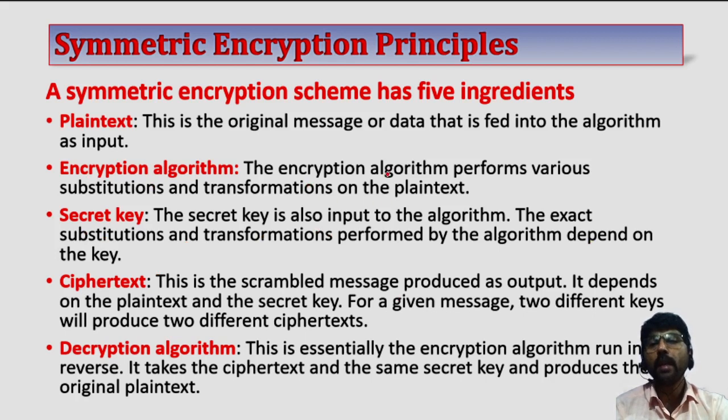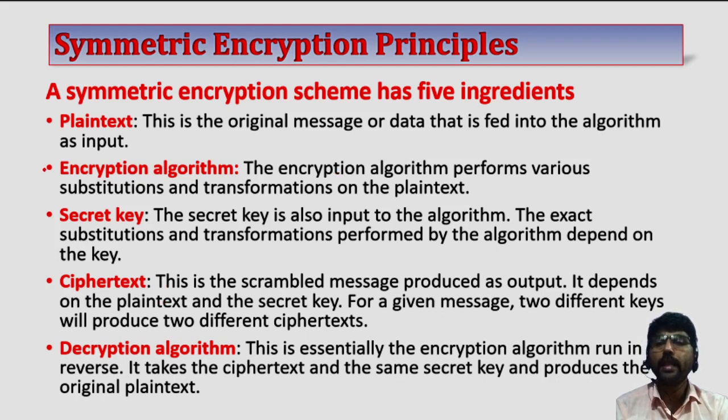Whatever the scrambling, whatever the substitutions done here, entirely depends on the secret key. So if you have the secret key, then only you can see the content of this encrypted data. Because this secret key modifies the plain text into encrypted text. The next one is called ciphertext.